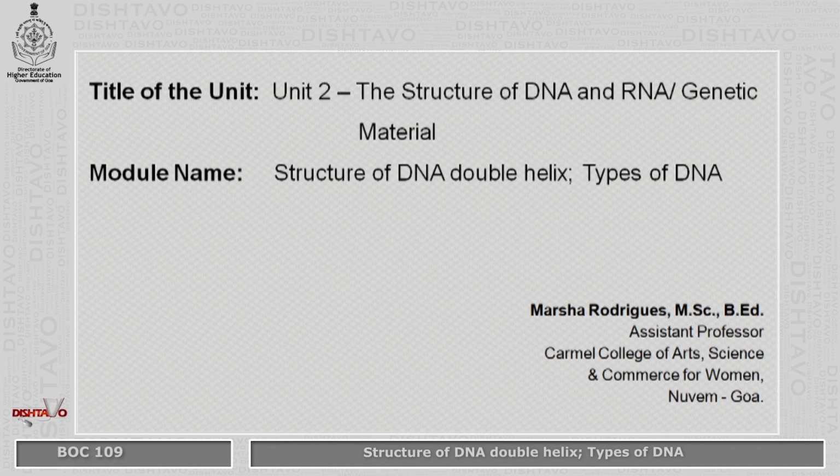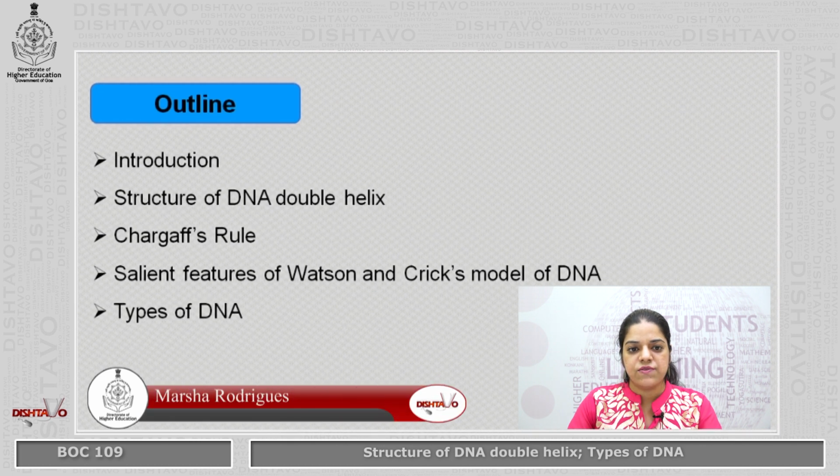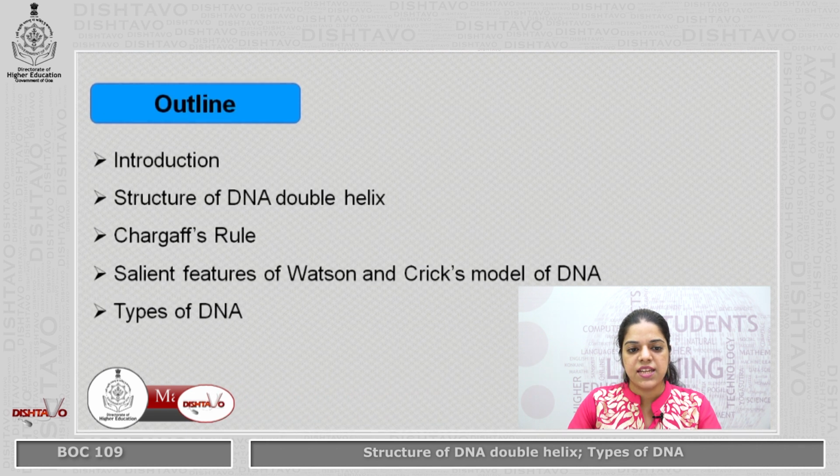The title of this unit is Unit 2, The Structure of DNA and RNA Genetic Material. The name of this module is Structure of DNA Double Helix and Types of DNA. The outline of this module: Introduction, Structure of DNA Double Helix, Chargaff's Rule, Salient Features of Watson and Crick's Model of DNA, and lastly, Types of DNA.